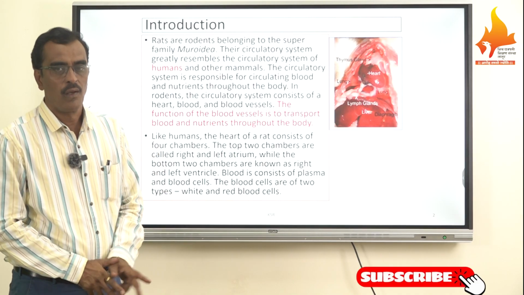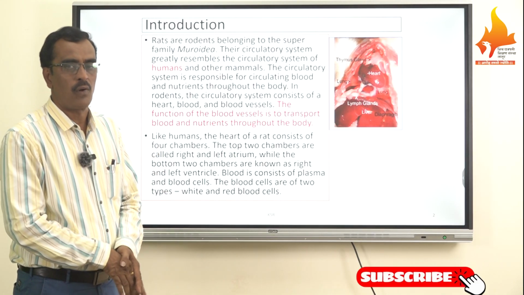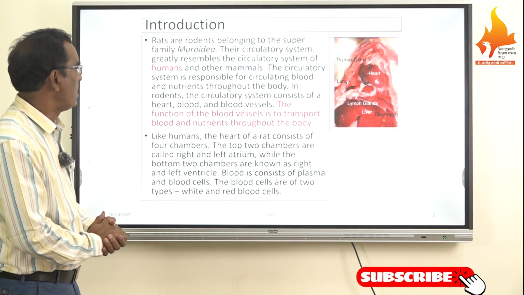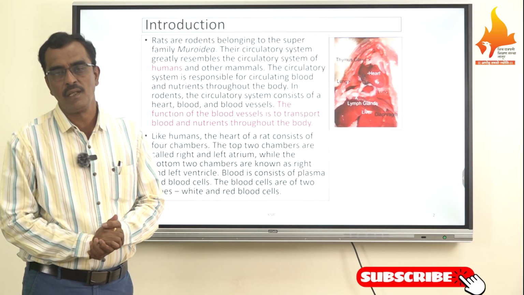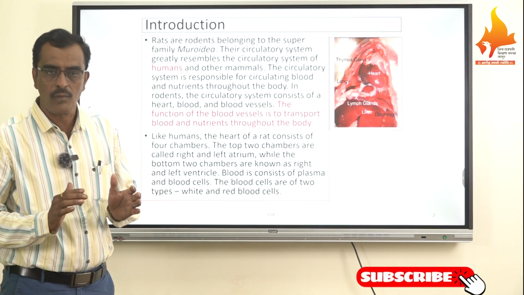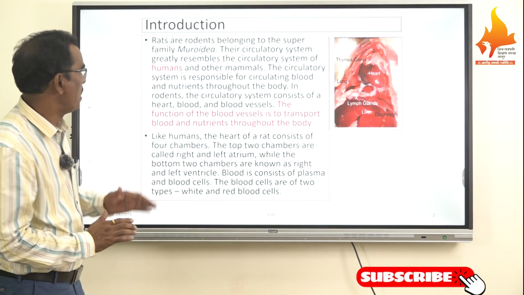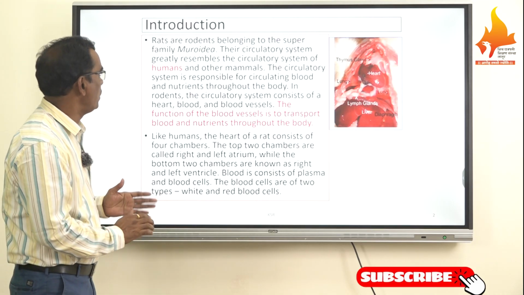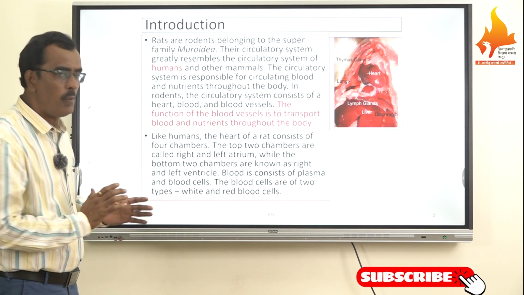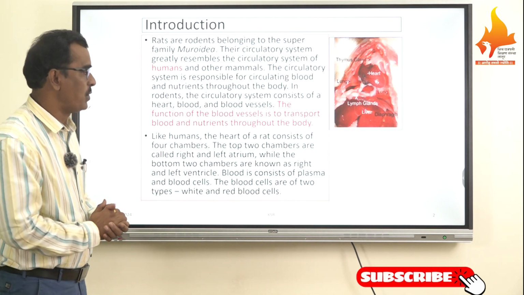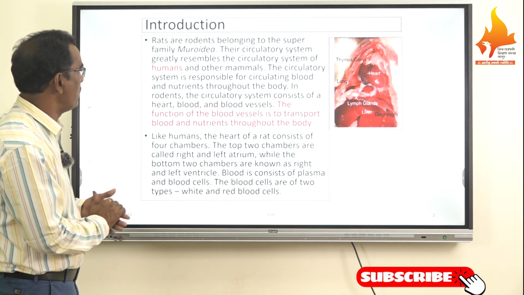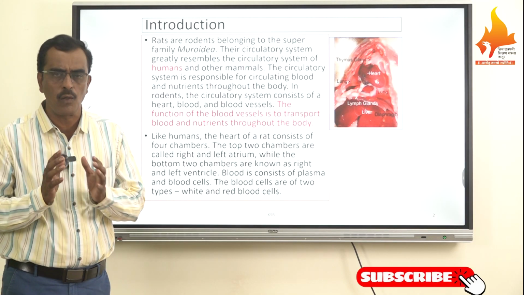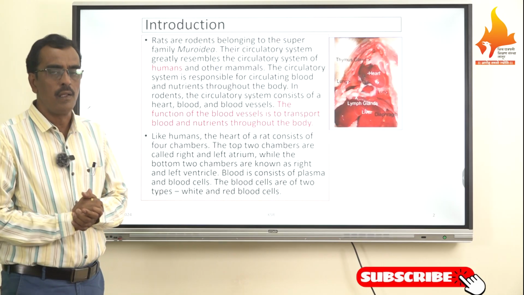In today's lecture, we will focus upon the circulatory system of rat. As we know, a number of systems are present in living beings, and one of the important systems is the circulatory system, which is present in the rat. The circulatory system of the rat resembles that of human beings, because rat is a mammal and we all are mammals, and the circulatory system is responsible for circulation of the blood in the body.